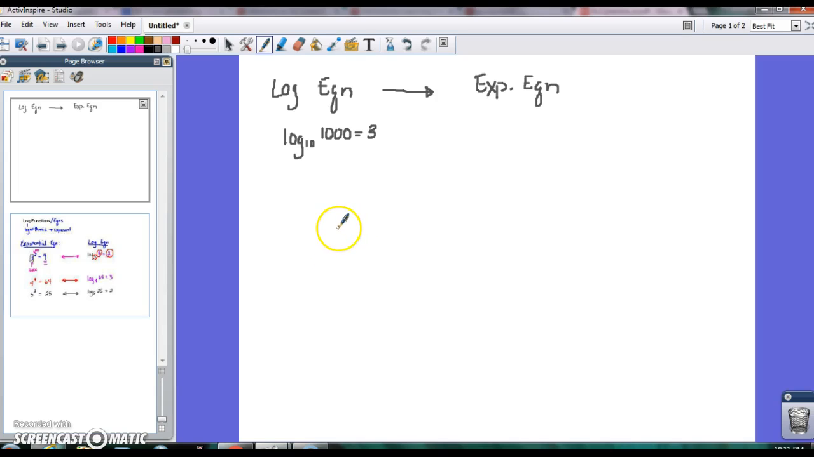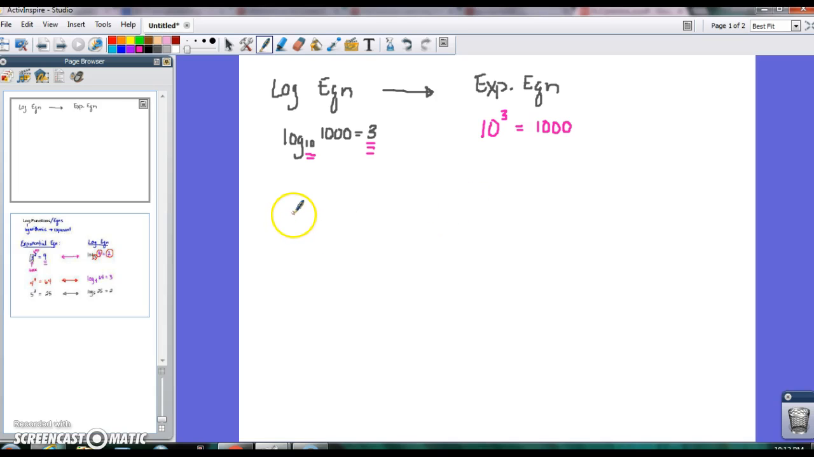Now, I want to convert this into an exponential equation. The first thing I need is my base. My base is my subscript. Well, that's 10. The next thing I need is my exponent. My exponent is what's on the other side of the equal sign there, and that's 3. And then that's equal to 1,000.